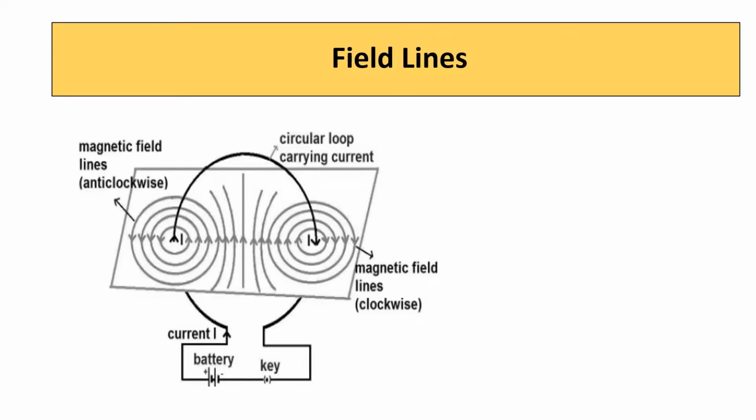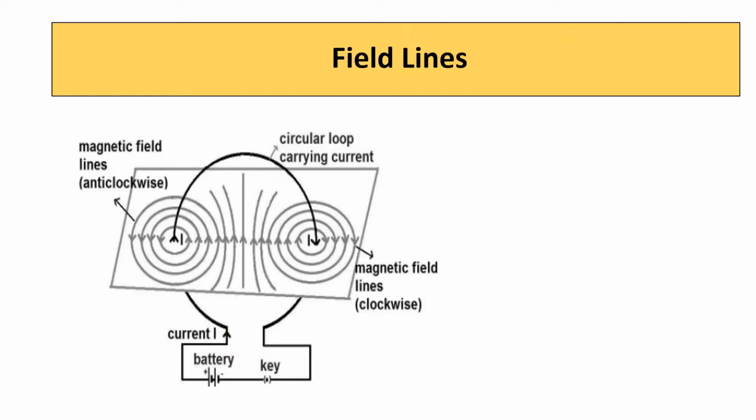To observe this magnetic field lines, you take a rectangular piece of cardboard having two holes and insert this coil through these holes. Connect the ends of the coil to a battery and a key as shown in the diagram. This is the battery and this is the key. The ends of the coil are connected to this battery and key. This is the rectangular piece of cardboard. You sprinkle some iron filings on this cardboard.